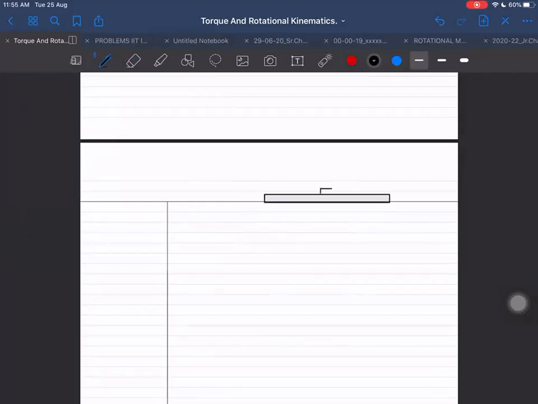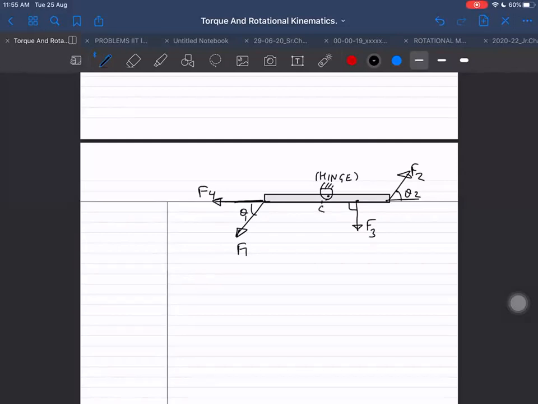Let us say we have a system something like this, which is able to rotate about this hinge. It is a hinge or pivot about which it is able to rotate. I am applying forces: a force F1 acting here at an angle theta 1, another force F2 at angle theta 2, one force F3 perpendicular to it, and one force F4 along the same direction. Its weight mg is also acting here.